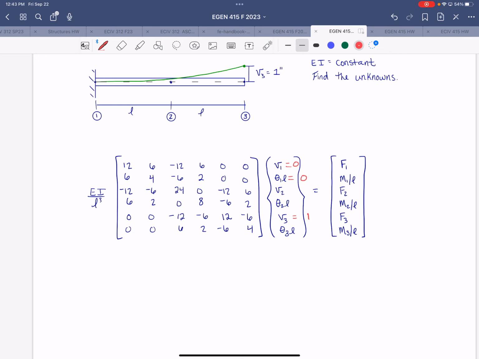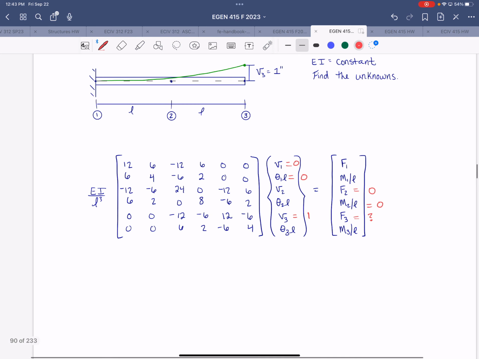So at node 2, what is F2? There's no applied force, so that's equal to 0. Same with the moment. At node 3, we don't know F3, all right? So this is an unknown. The moment is equal to 0 at node 3 because there's no applied moment.